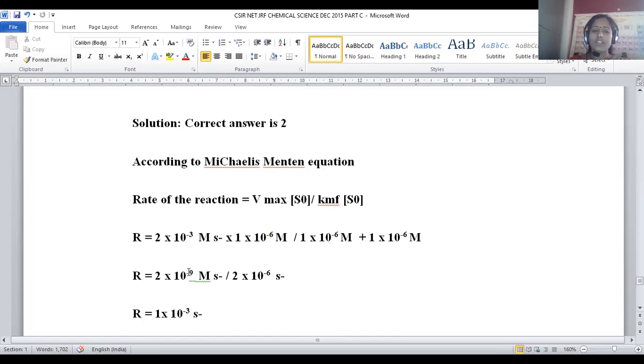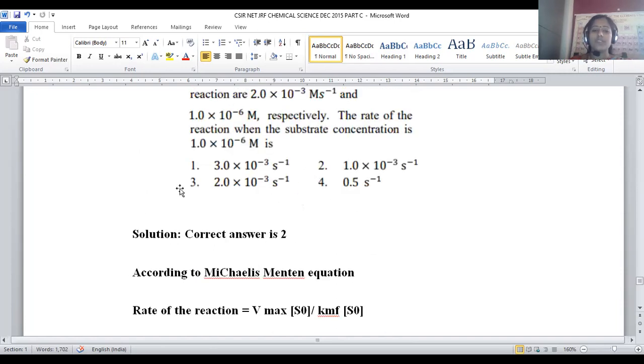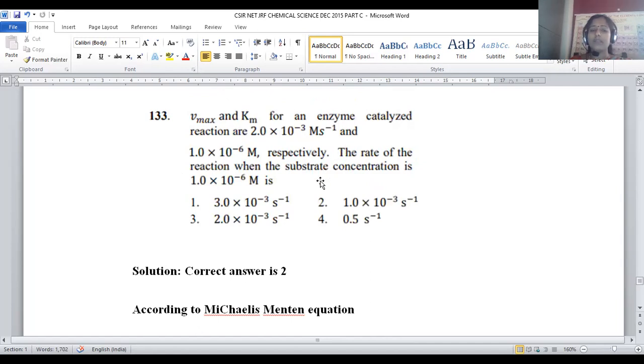What will be the balance term? 10 to the power minus 3 will be there. So here the rate of the reaction is equal to 1 into 10 to the power minus 3 per second, because mole gets cancelled, so per second will be left over. That is given in option number 2. 1 into 10 to the power minus 3 per second is the correct answer. This is based on the Michaelis-Menten equation.